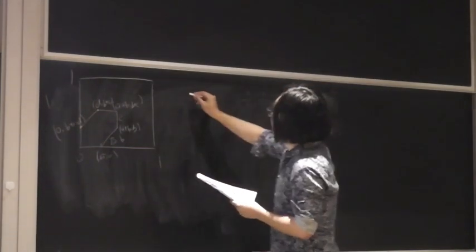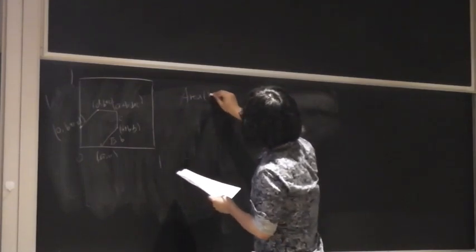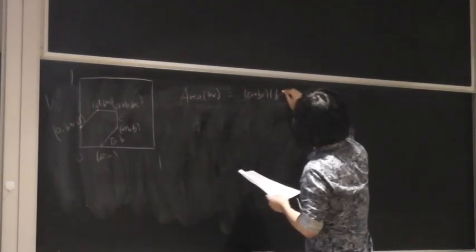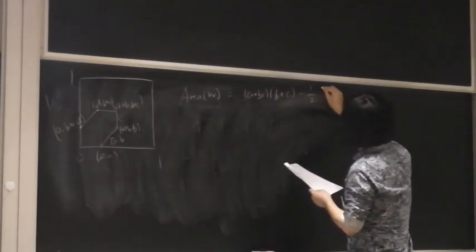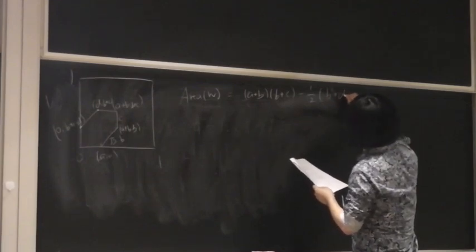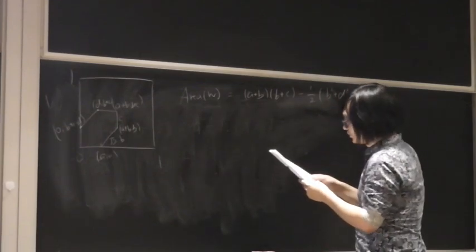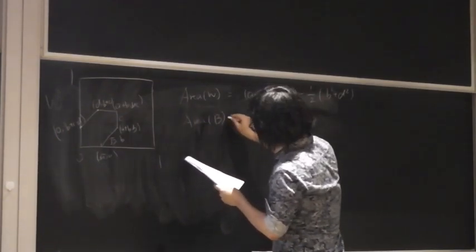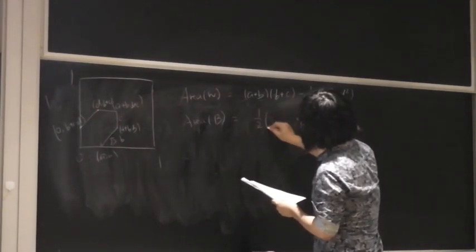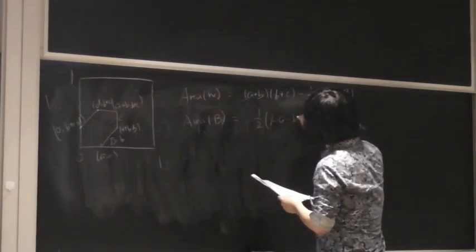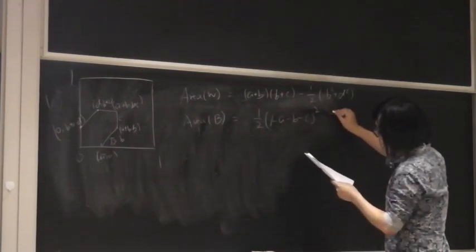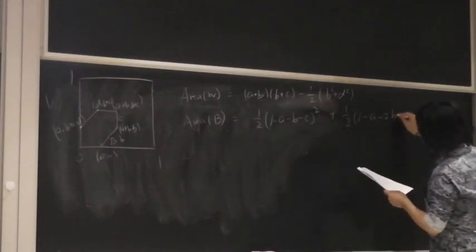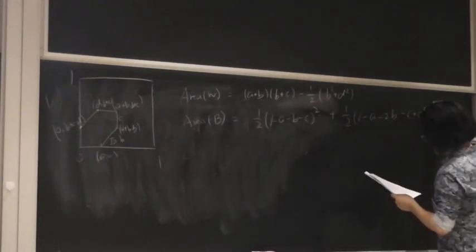So in this case, the area for the white queen is A plus B times B plus C minus a half times B squared plus D squared. And the area for the black queen is a half times (1 minus A minus B minus C) squared plus half times (1 minus A minus 2B minus C plus D) squared.